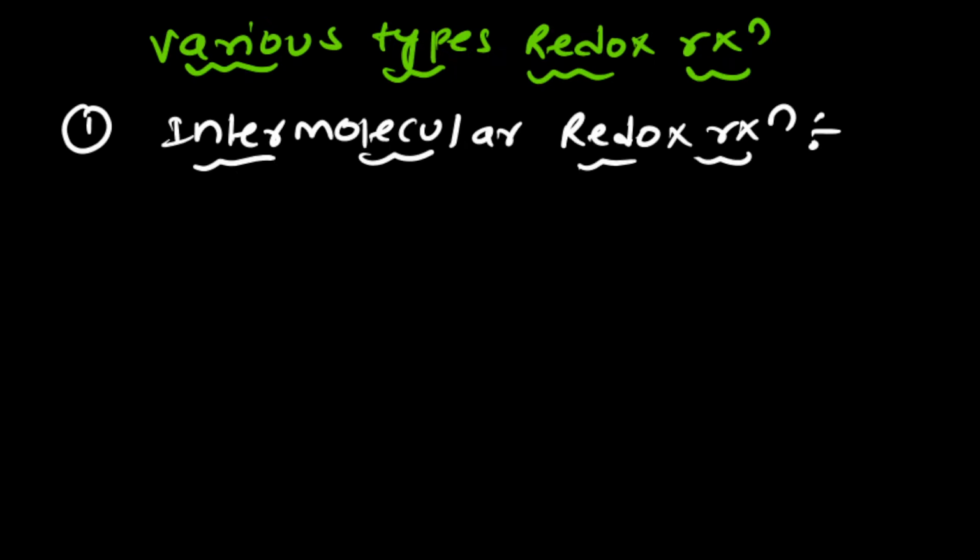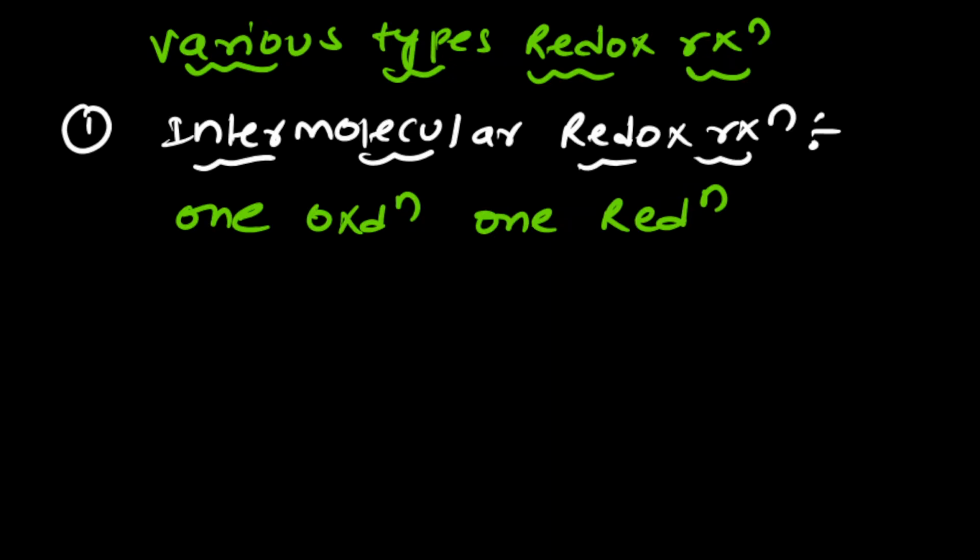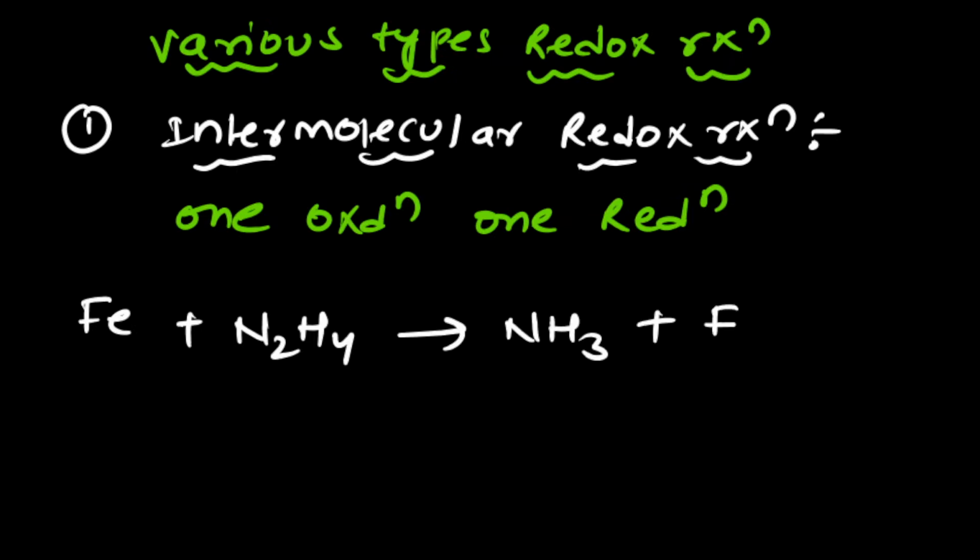Inter means, my dear friends, you have to be very careful with the inter. Inter means one substance undergoing oxidation and the other undergoing reduction is known as an intermolecular redox reaction. Example, if suppose Fe in the presence of hydrazine N2H4, it will give you NH3 and ferrous hydroxide, right?